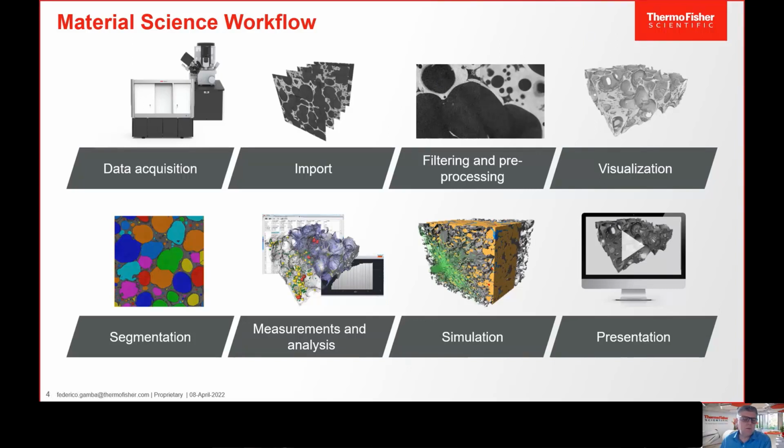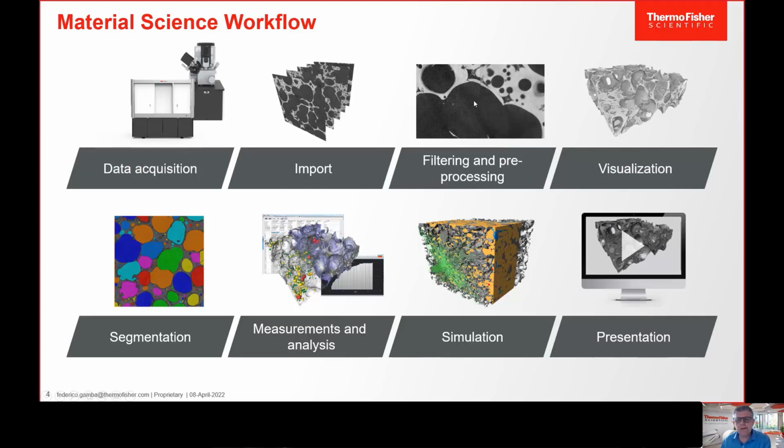Okay, so this is a generic standard workflow when you are in material science. You start on the top left and finish on the bottom right. So normally, most of the workflows look like this. You start acquiring your data with CT, micro CT, EM, TEM, whatever. Any machine that generates 2D or 3D or 4D or 5D images. You import the data in the software, let's say Avizo or PerGeos.